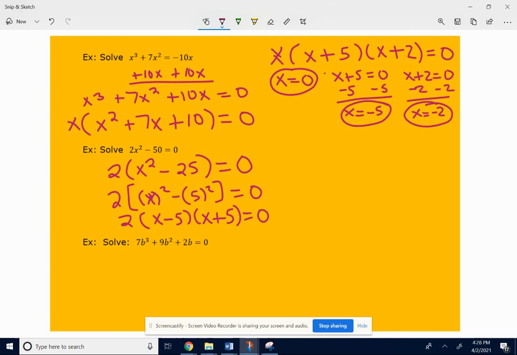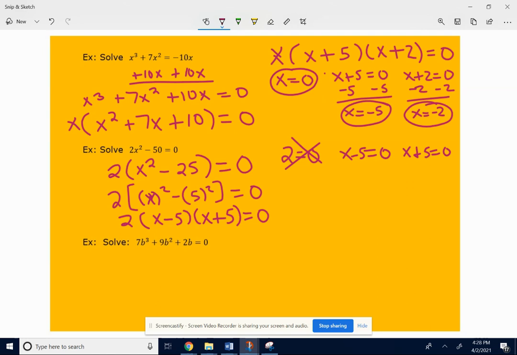Once I have 0 on one side and the other side factored, set all of your factors equal to 0. So 2 is equal to 0, x minus 5 equals 0, and x plus 5 equals 0. Solve all 3 for x. Look at the first one: 2 equals 0. Notice there's no x there. If there's no x there, we're not getting an answer for that part.